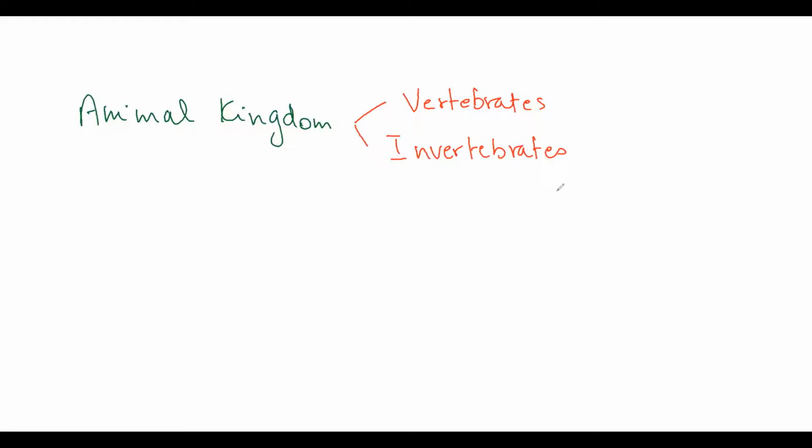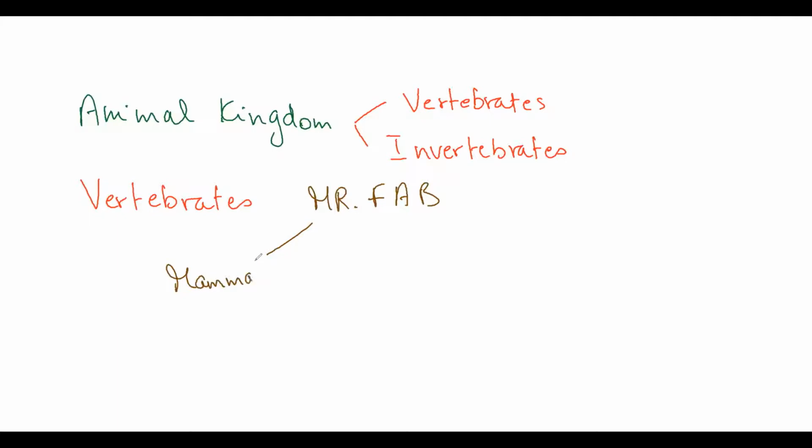Vertebrates, they are divided into 5 classes. So let me give you this word, Mr. Fab. So these are mammals. These are reptiles. Yes. Fish, amphibians, birds. Very good. Fish, amphibians, and birds.